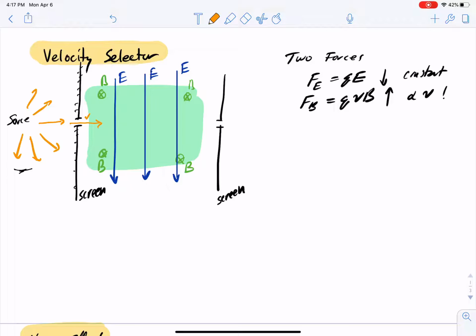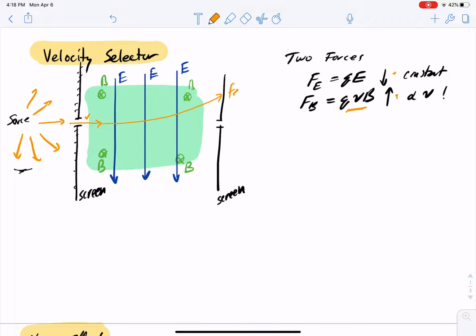And if we think about the direction of the force on a positive particle, that force is downward, whereas the magnetic force is upward. So these are combating each other in a sense, and the stronger one will win. Now the important thing here is that the magnetic force depends on the velocity. So the faster ones will have a stronger magnetic force, therefore the magnetic force will win, and these particles will bend up.